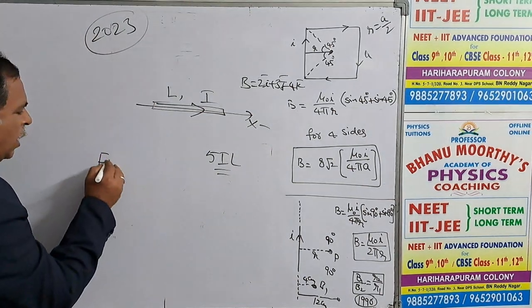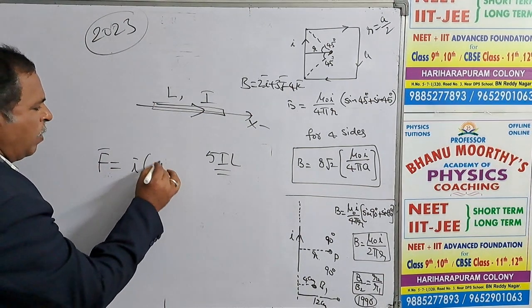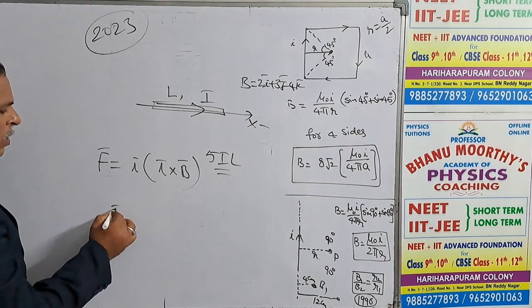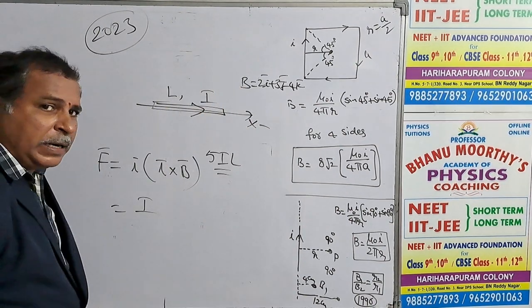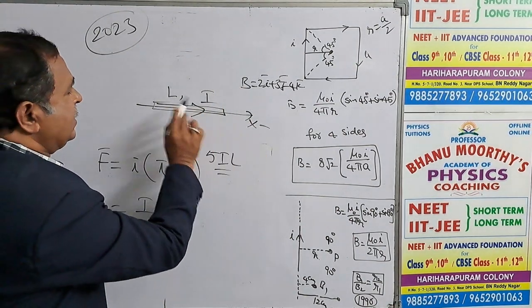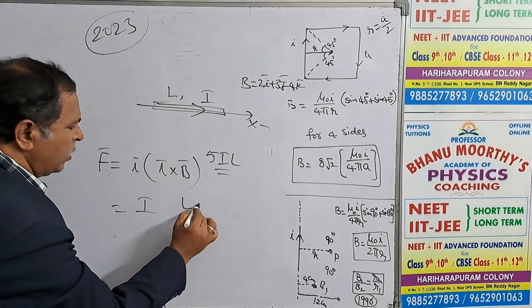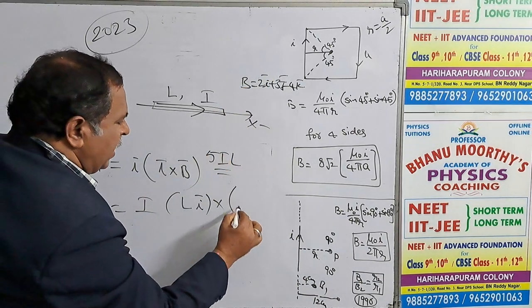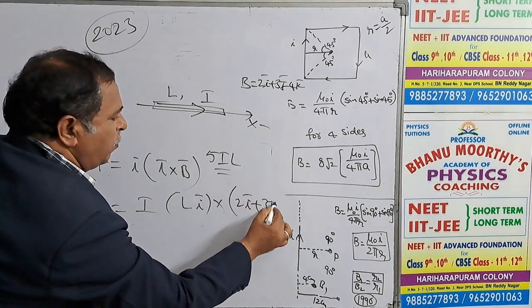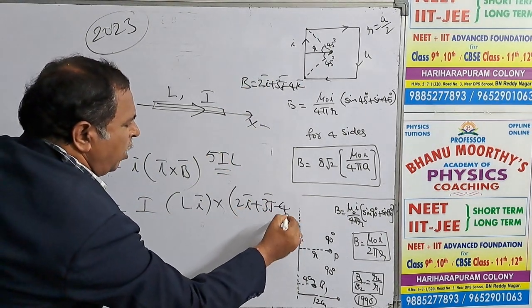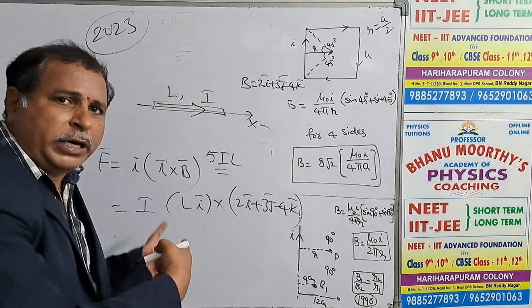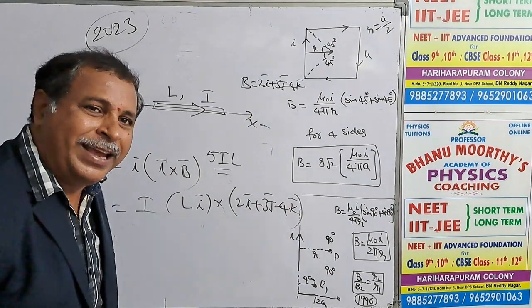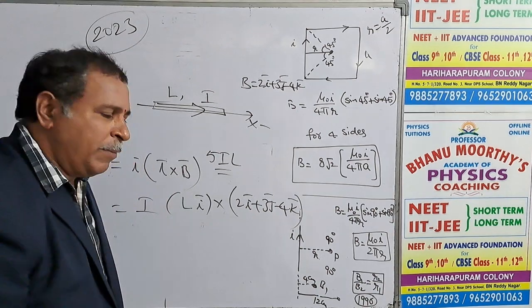The force formula is F equals I into L bar cross B bar. Here I is given as capital I, and L along the x-axis is L i bar, cross B bar, which is 2i bar plus 3j bar minus 4k bar. My dear NEET students, try to understand, this is nothing but a cross product. If you know the cross product, you can do the answer now.